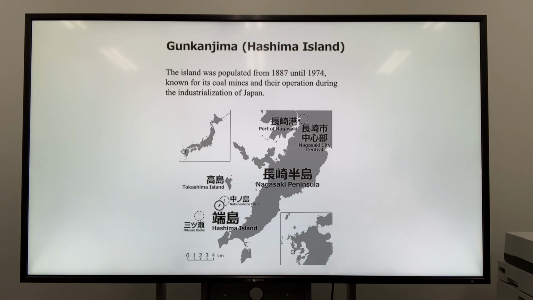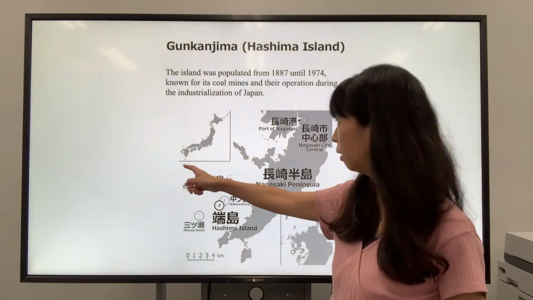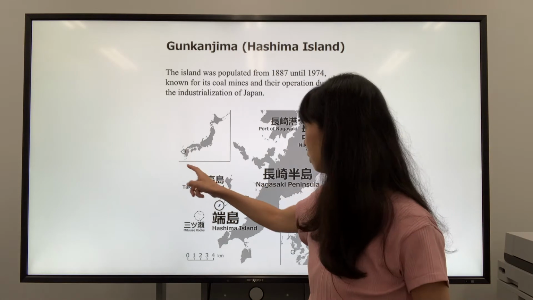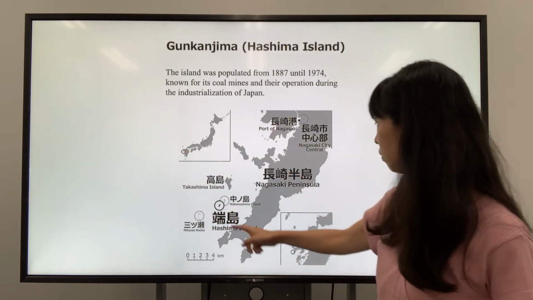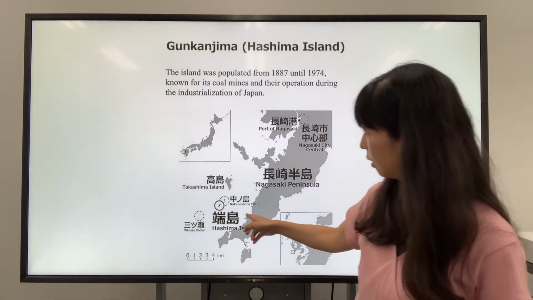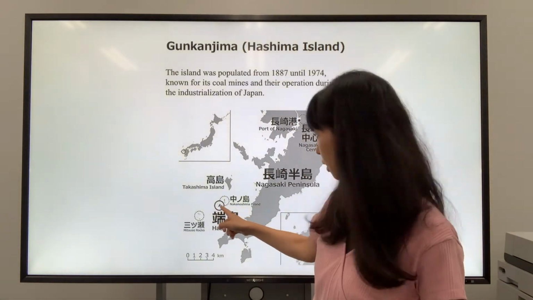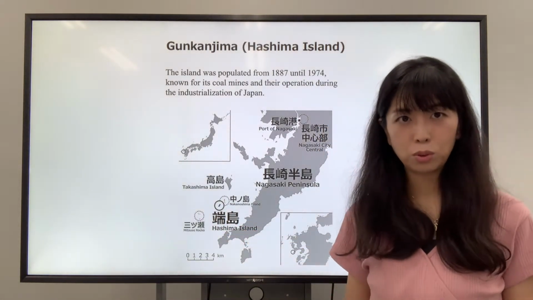So this is a map to show the location. This is the entire Japan. And then here is the zoom of this. And then it is called Nagasaki area. And then there is a small island here. It is called the Hashima Island. And then this is the Gunkanjima that I'm talking about.